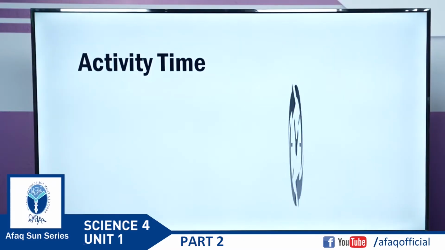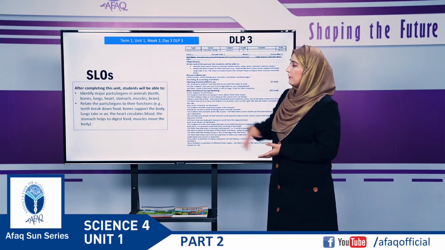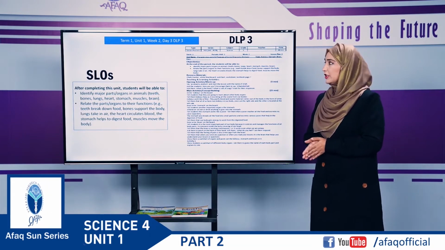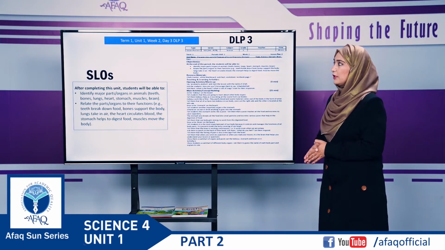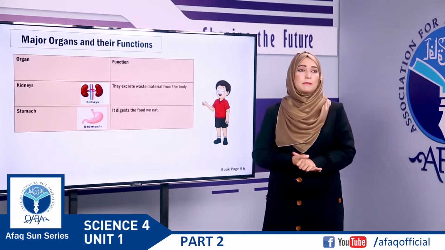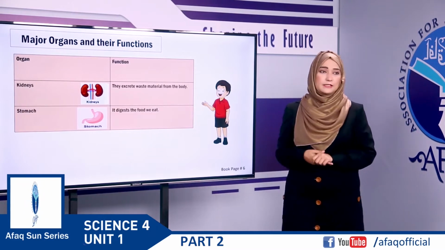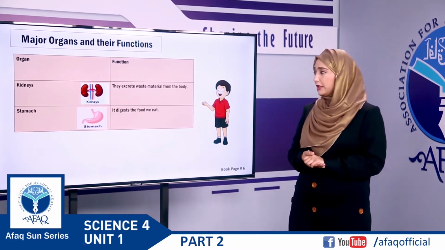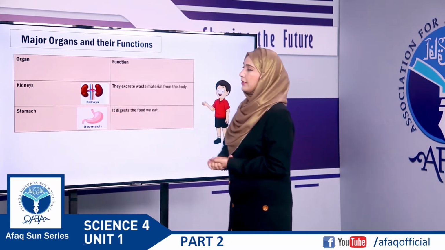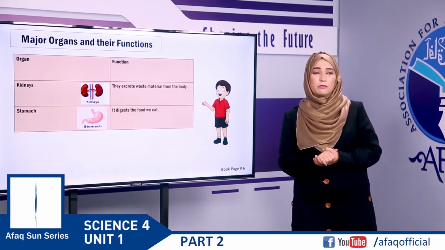It's activity time. Now we are going to cover the 2 SLOs in this DLP and the complete methodology is given in term 1, unit 1, week 2, day 3, DLP 3. We have learned about heart and lungs. Now we will study some other body organs. So you can see the picture of kidneys and stomach here. What do they do in our body?